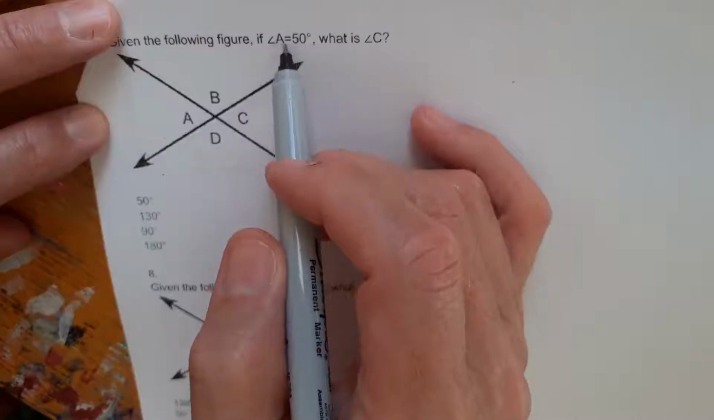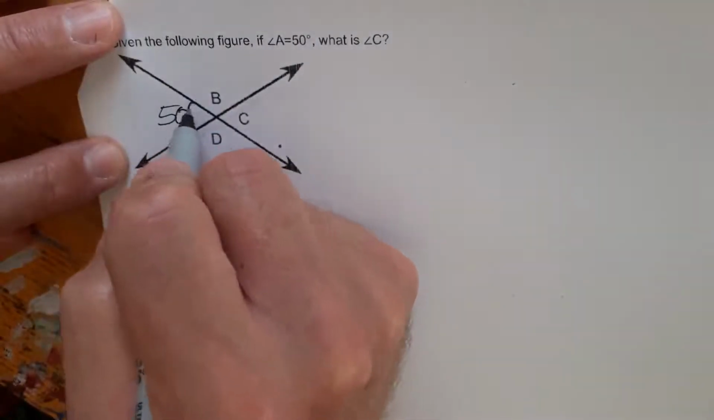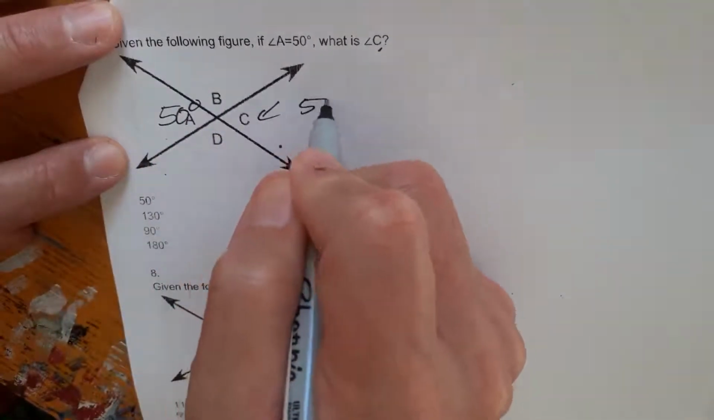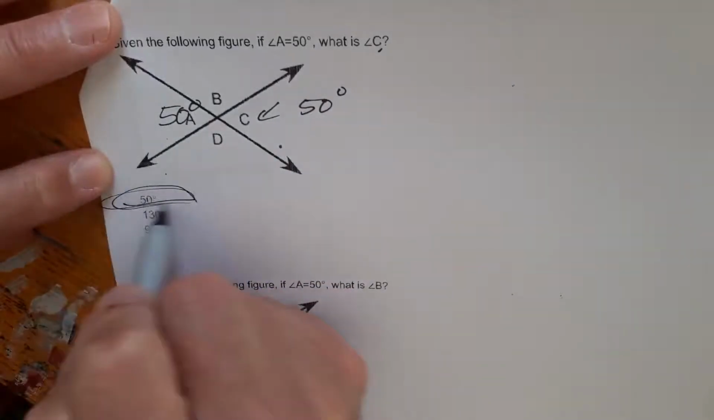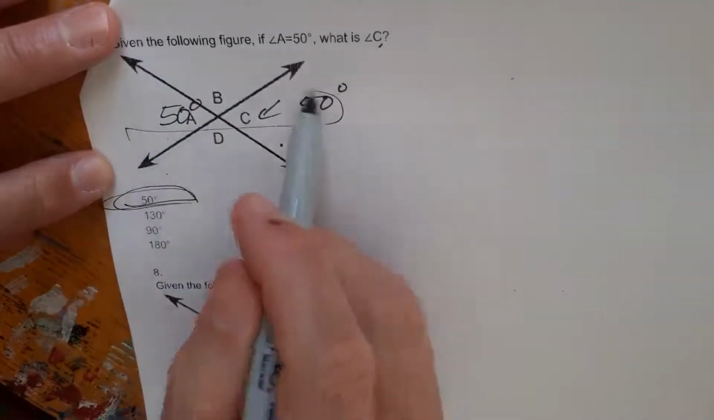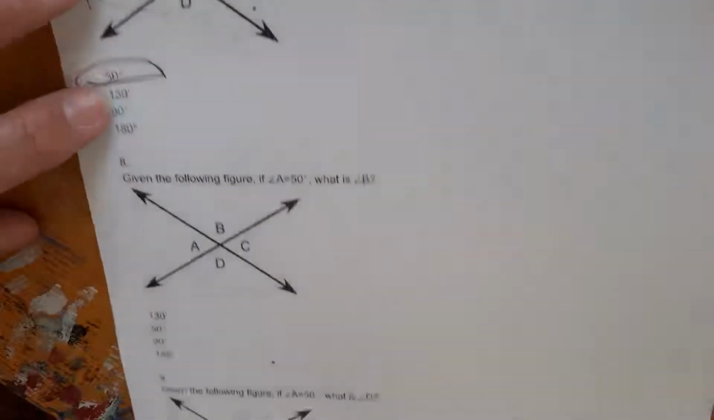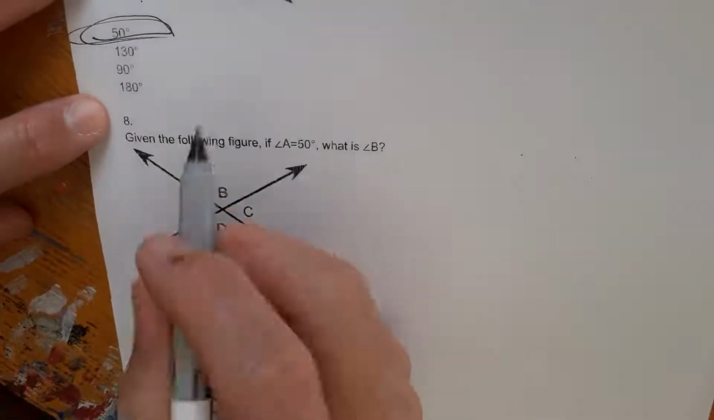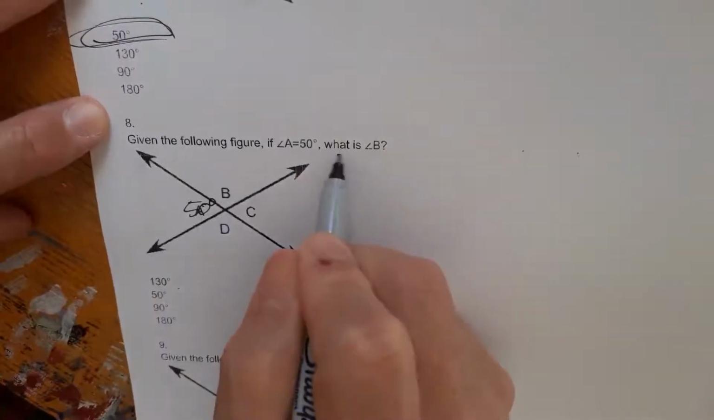Given the following figure, if angle A is 50 degrees, so this is 50 degrees, what is angle C right here? 50, because vertical angles are equal. Oh, vertical just means across from. That's it. Given the following figure, if angle A is 50 degrees, same thing, what's angle B?